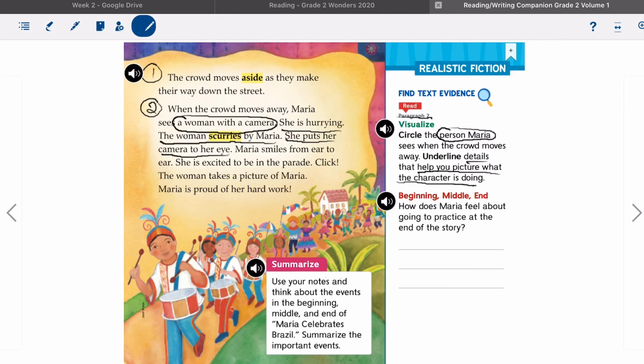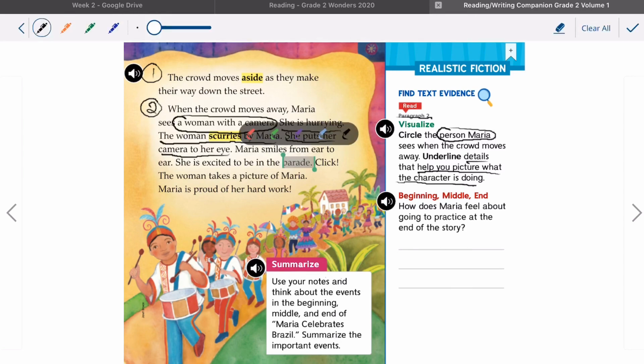And the last question asks us, how does Maria feel about going to practice at the end of the story? And that can be tricky. We know she's excited to be in the parade. Ooh, that's kind of fun. Nope, I don't want that though. But we also know that she is proud of her hard work. Where did the hard work come from? That's right, the hard work came from the practice.